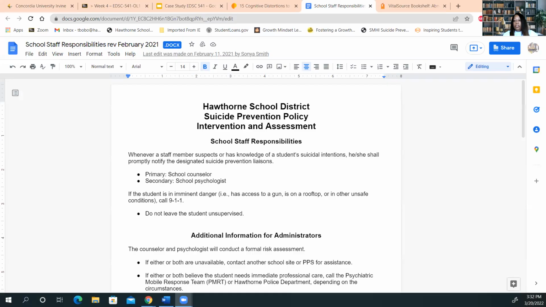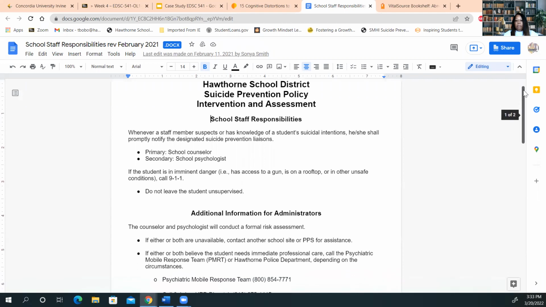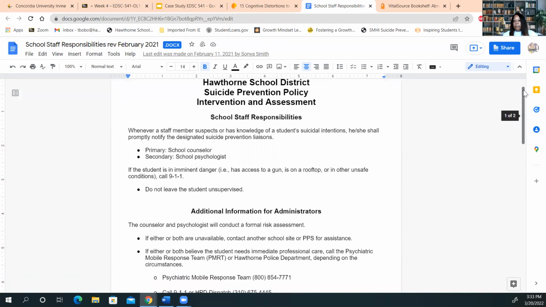So this is Hawthorne School District's suicide prevention policy, intervention, and assessment. Every year, our school counselors are responsible for training the students, and we are also responsible for looking over the policy and procedure annually and updating it according to our needs. Regarding school and staff responsibilities, we have two primary people responsible for doing the suicide risk assessment based on our training and credentials, and that is the school counselor and the school psychologist.